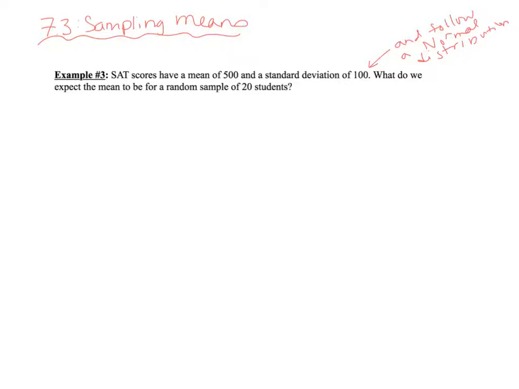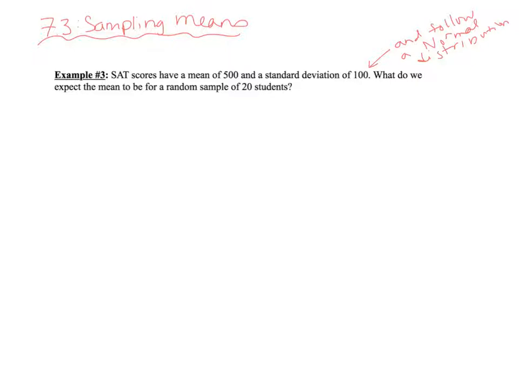This section is about sampling means. So we're going to start straight away with an example. In this example, they tell us that SAT scores have a mean of 500 and a standard deviation of 100. I'm assuming this is one of the sections of the SAT. I'm also going to add that this didn't get put in the original question: they also follow a normal distribution. That's an important thing to know. We'll get to that in a minute. And so what do we expect the mean to be for a random sample of 20 students?